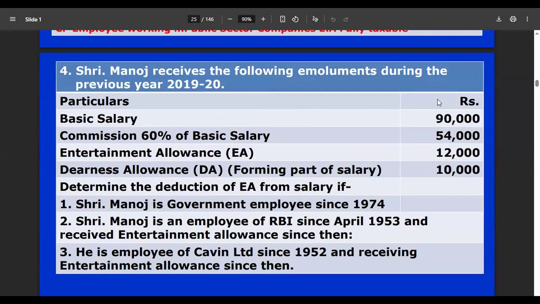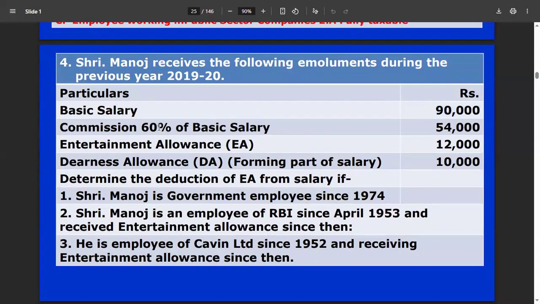Here, his basic salary is 90,000. Commission which he received is 60% of basic salary. So 60% of 90,000 is 54,000. He received entertainment allowance 12,000. What is said for a government employee, the entertainment allowance is tax exempted. But what are the conditions? First, 20% of salary or 5,000 or the actual entertainment allowance. So we'll see the conditions for 12,000.